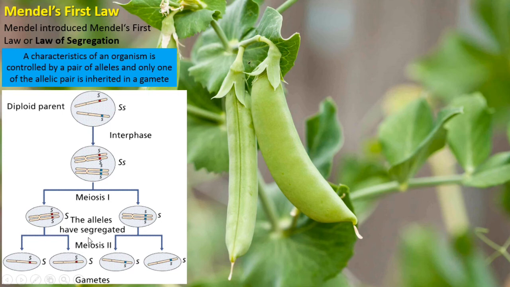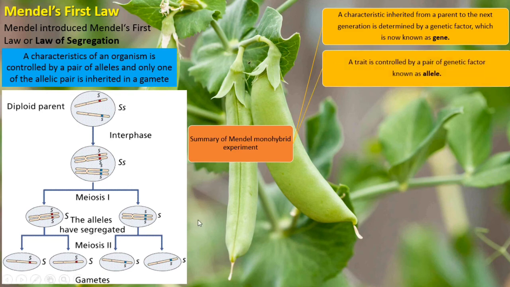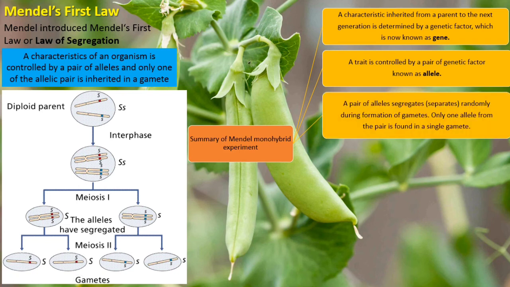So summary of Mendel's monohybrid inheritance. A characteristic inherited from a parent to the next generation is determined by a genetic factor, which is now known as a gene. A trait is controlled by a pair of genetic factors known as alleles. A pair of alleles segregate. Segregate means separate randomly during formation of gamete. Only one allele from the pair is found in a single gamete.